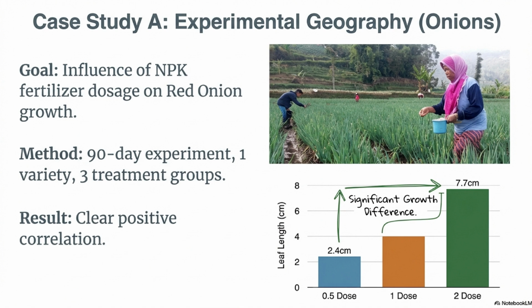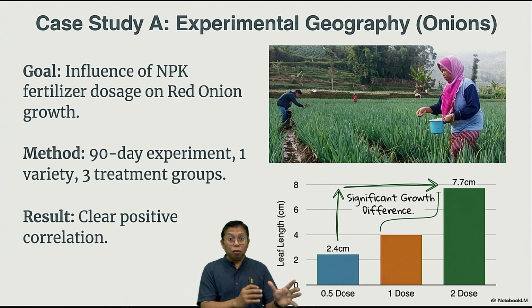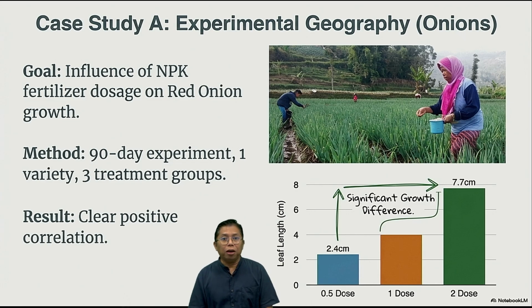Okay, let's discuss the first case study, which is an experimental geography study on red onion. The main goal is to see how the difference in NPK fertilizer dosage affects onion growth. Different dose, different growth. This experiment ran for 90 days using one onion variety and three treatment groups: half dose, one dose, and double dose. Now to measure growth, we use the leaf length as the indicator.